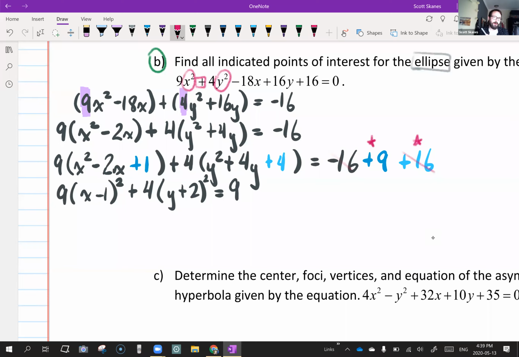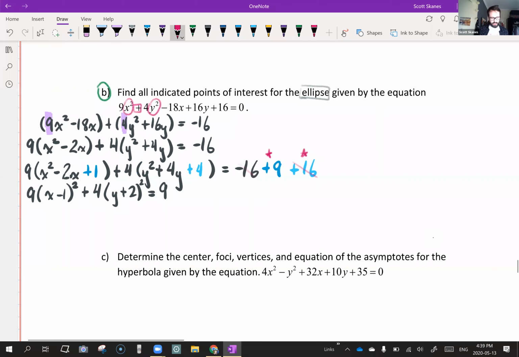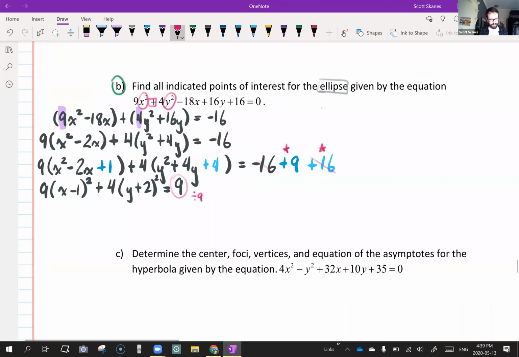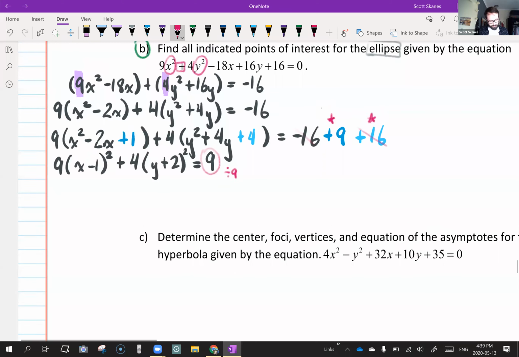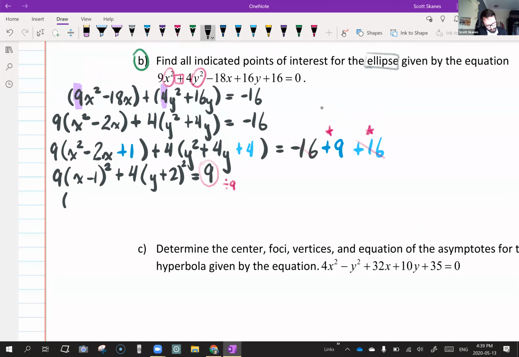All right, what do I do now? Well, this is supposed to be an ellipse. And if it's supposed to be an ellipse, there needs to be a 1 on the right side. If I don't have a 1 on the right side, I need to force it to be a 1. So I divide the left side and the right side by 9. Divide everything by that 9. And this is what's going to happen. It'll cancel the first one, leaving us with x minus 1 squared all over 1.